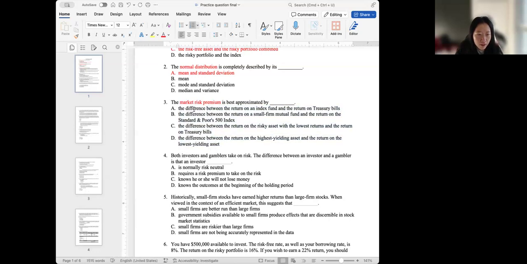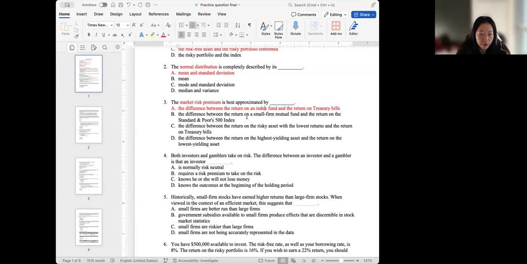So the difference between return of an index fund and the return of treasury bills, this seems to be the right one. The return of an index fund is basically the return of a market portfolio. It can be a proxy for a market return. So index fund is a fund that follows an index. And return on treasury bill is exactly the risk-free asset here, and the return on treasury bill is therefore the risk-free return.